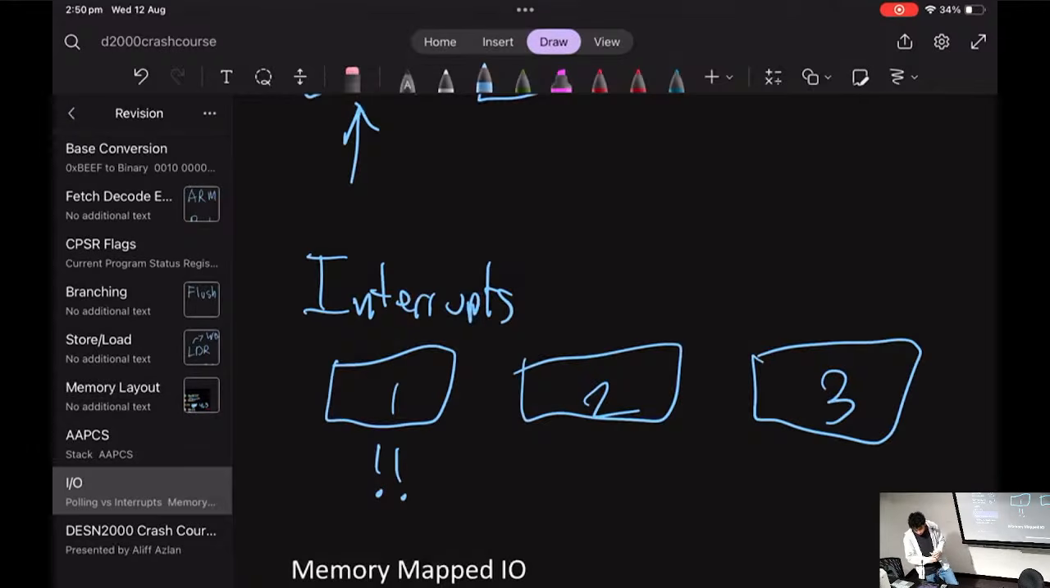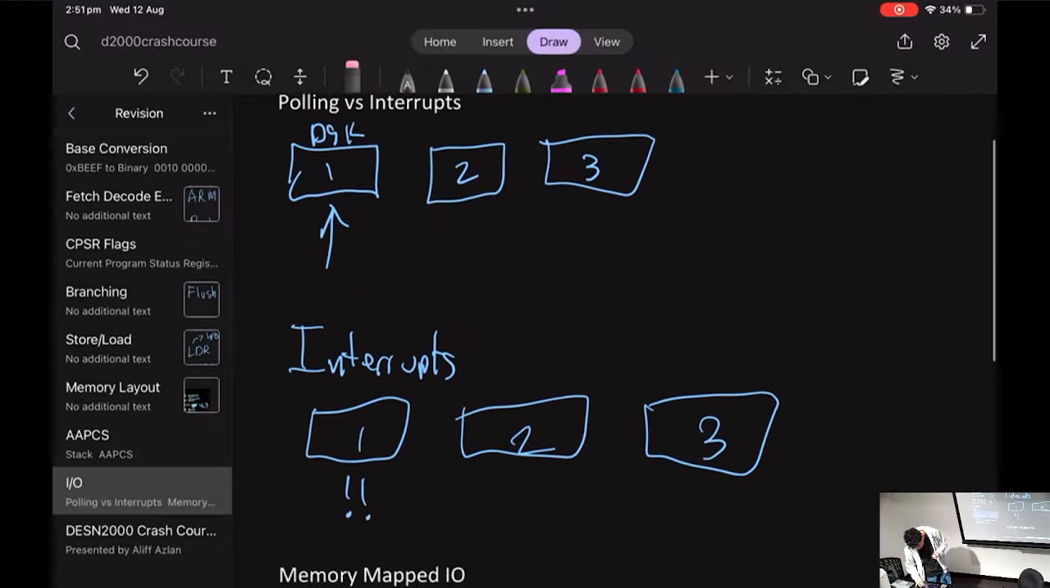You can think of it as instead of an examiner walking around checking each paper one by one, a student could just raise their hand and then the examiner would come to them. That's one analogy you could think of. I think that's all you really need to know about polling versus interrupts in a nutshell.